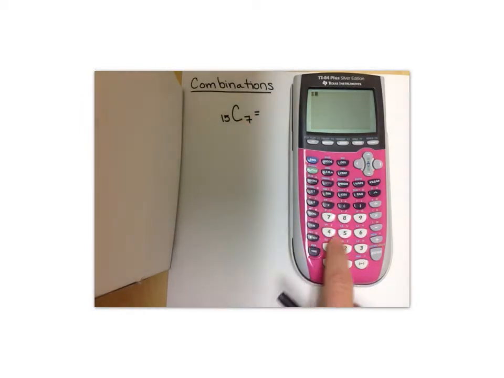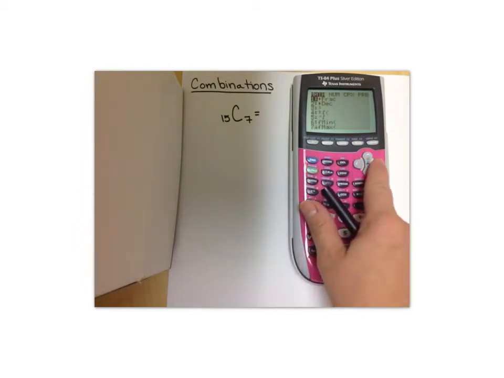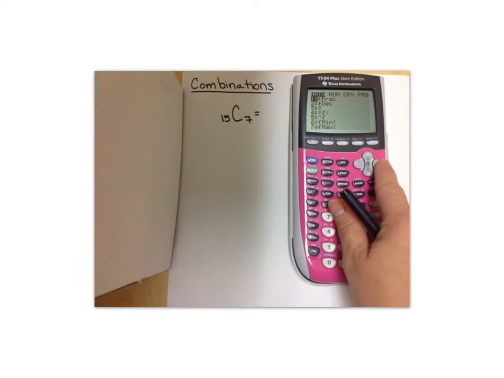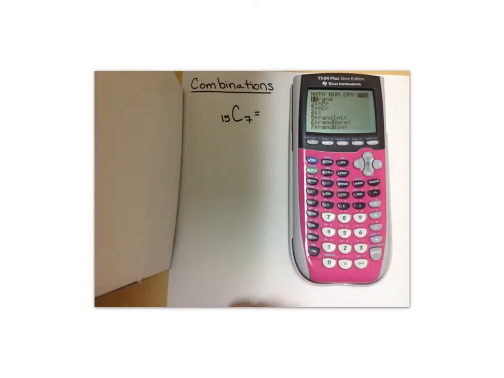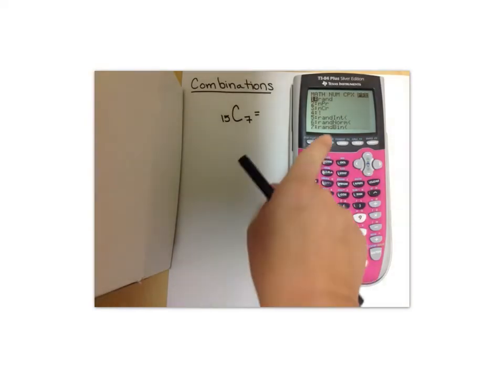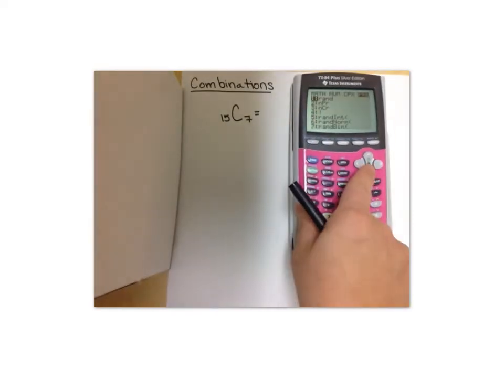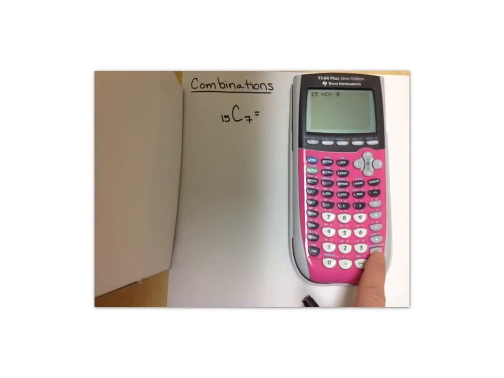So in your calculator on your home screen, you're going to type in 15. You're going to find the math function, which is up underneath the alpha. For probability, you can either arrow to the right 3 times with your right arrow, or you can just hit the left arrow 1 time and it'll take you to the probability screen. And for combinations, you're going to choose option 3. You can arrow down to 3, or you can just simply hit the number 3.